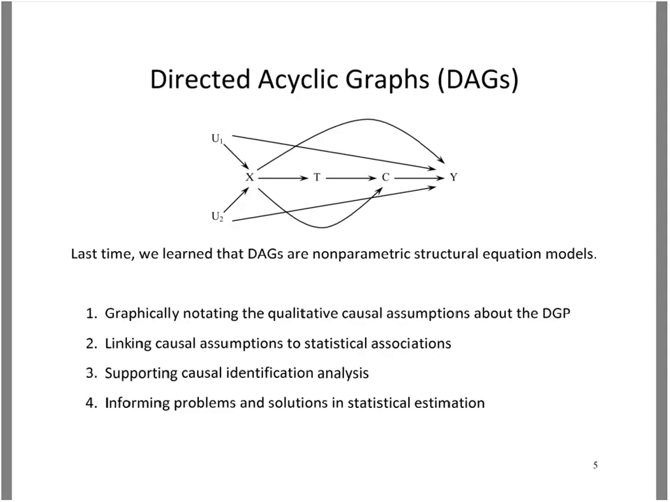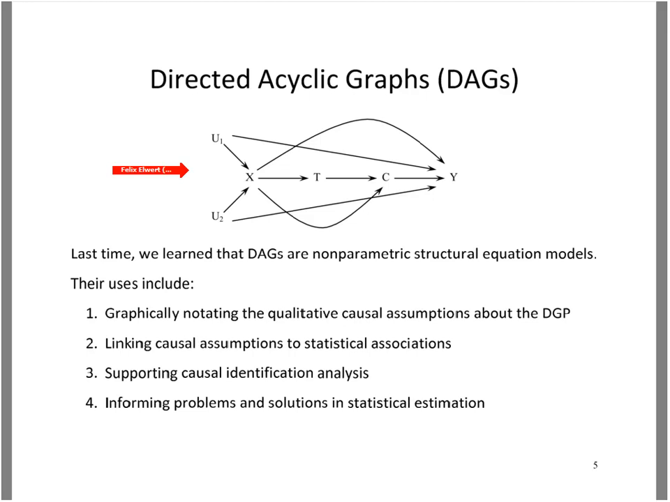So last time we have met DAGs. DAGs are graphical causal models. They look like this, and we learned to interpret them as non-parametric structural equation models. That's very technical language, but really that just means that the DAG is a graphical representation of the qualitative causal relationships between variables in the data generating process. So the DAG consists of variables, it consists of direct causal effects, and it consists of absent causal effects. That is, there are some arrows missing in this DAG.